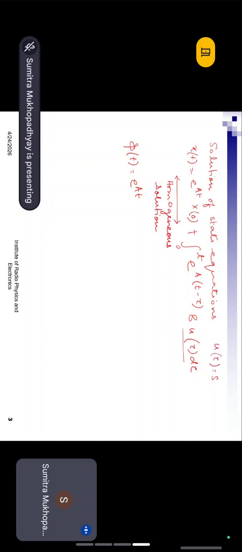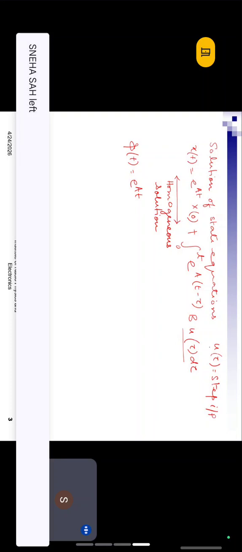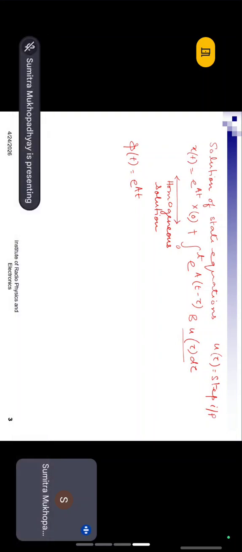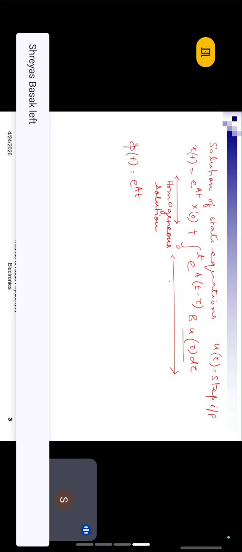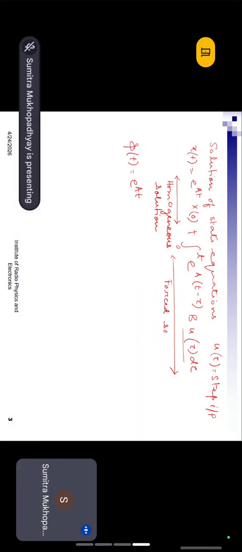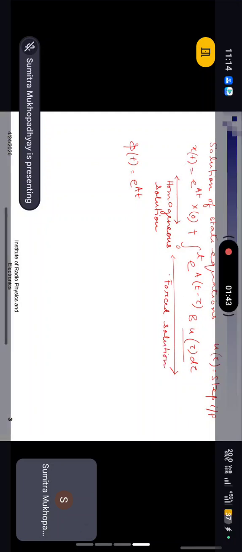Now again, if we are applying any input u(tau), suppose u(tau) may be a state input also. Let it be the state input. We are applying the state input at t equal to 0. So when t is greater than or equal to 0, this portion is getting added with the homogeneous solution. We call it the forced solution. So this gives us a complete solution of the system.